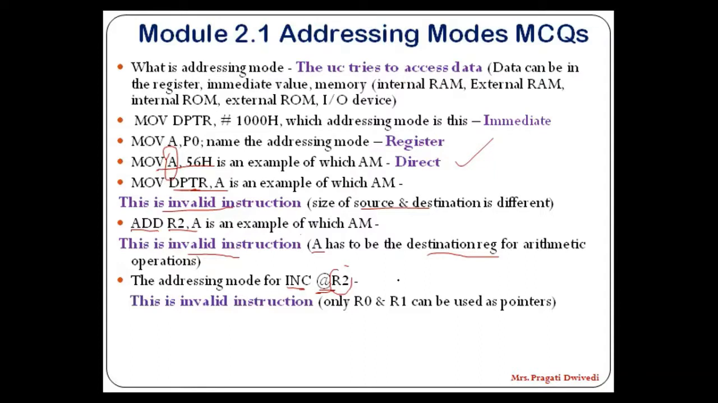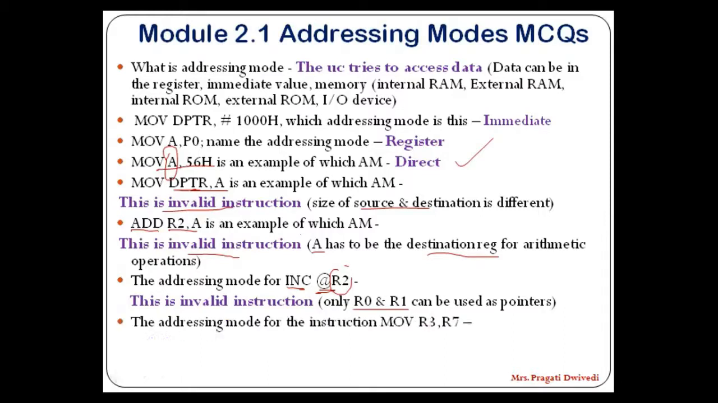Why? Because I mentioned earlier that only R0 and R1 can be used as pointers. No other register can be used as a pointer for internal RAM. Hence, this is an invalid instruction. If you would have INC @R0 or INC @R1, then definitely this is an example of indirect addressing mode.